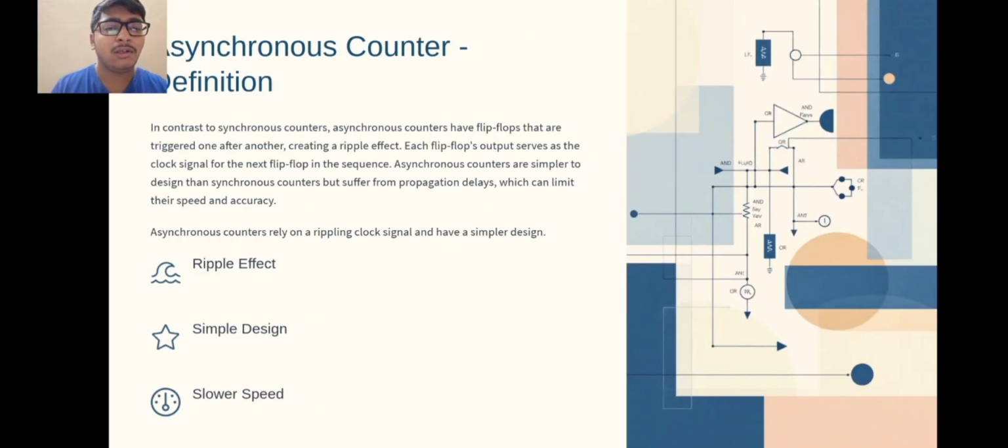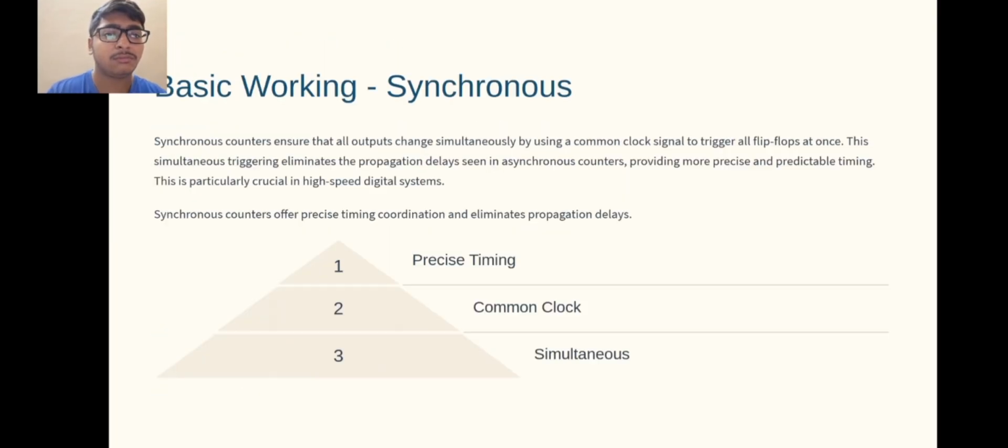Asynchronous counter. In contrast to synchronous counters, asynchronous counters have flip-flops that are triggered one after another, creating a ripple effect. Each flip-flop's output serves as a clock signal for the next flip-flop in the sequence. Asynchronous counters are simpler to design than synchronous counters, but suffer from propagation delays, which can limit their speed and accuracy. Asynchronous counters rely on a rippling clock signal and have a simpler design.